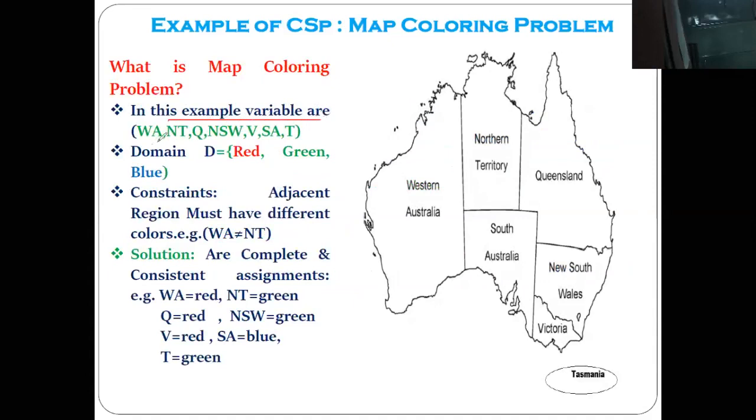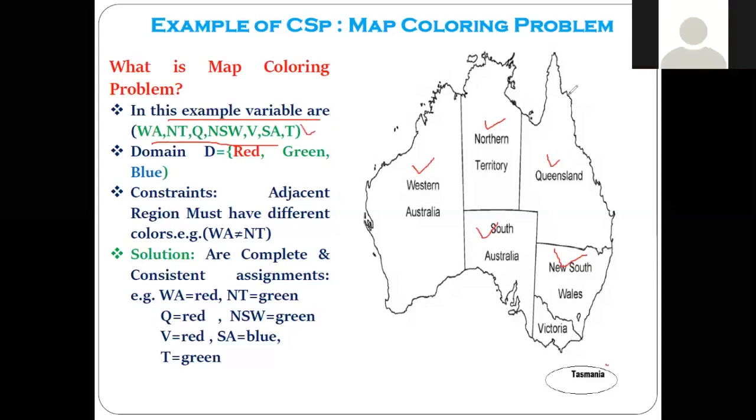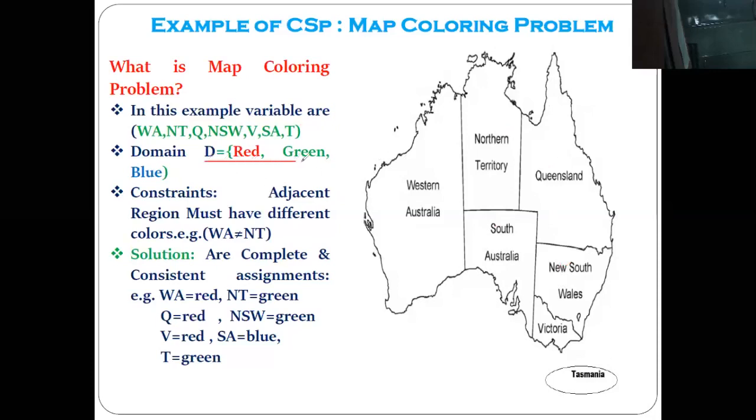In this example, we have variables like WA, as I told you, the name given to a certain region of the country Australia. WA stands for West Australia, then Northern Territory as NT, Queensland as Q, NSW as New South Wales, SA for South Australia, and T for Tasmania. So these are the regions we have to color. The values given as part of the domain are red, green, blue. And the constraint given is that the adjacent regions must have different colors.